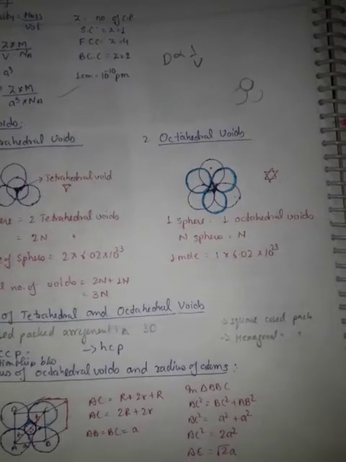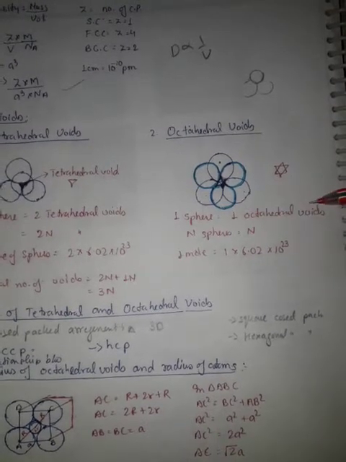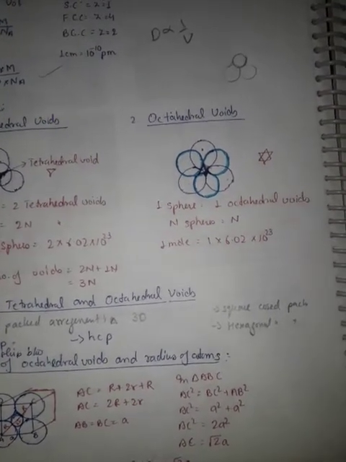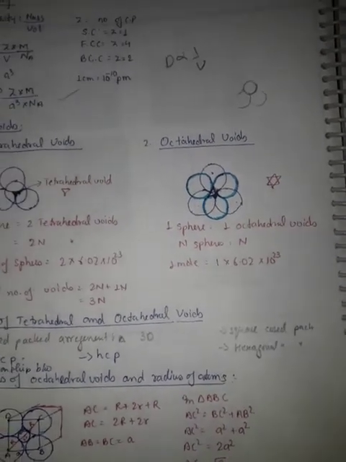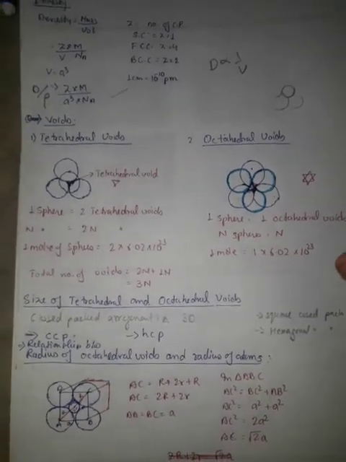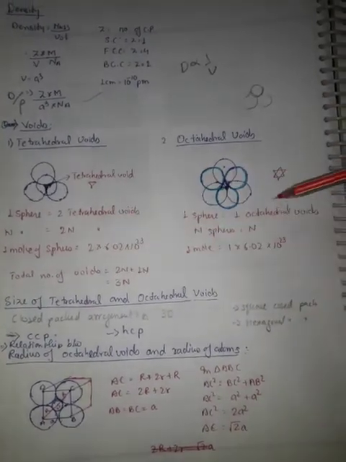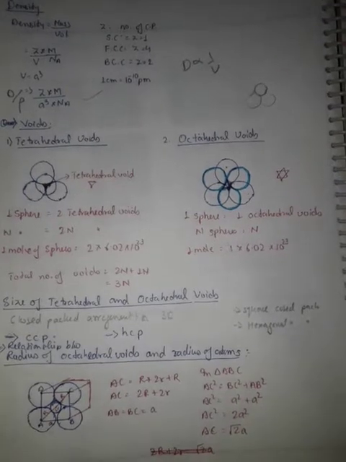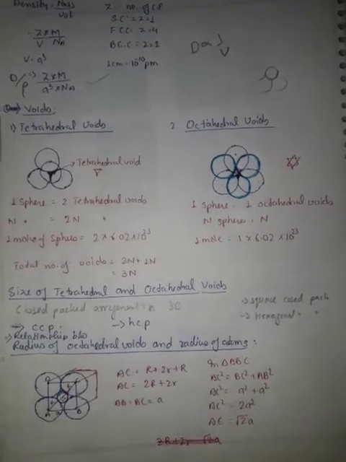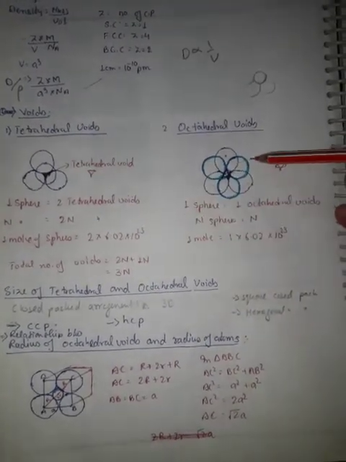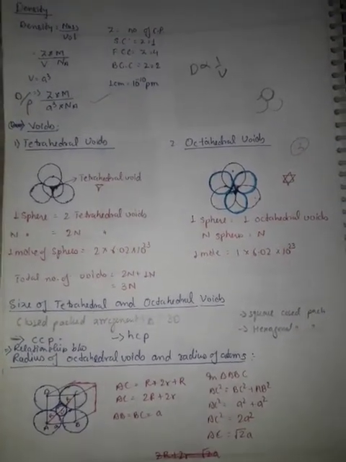And similarly, for octahedral voids, for one sphere there is one octahedral void. Similarly, for n spheres there are n octahedral voids, and for 1 mole we can say 6.02 into 10 to the power 23 voids. So the total number of voids we get is 2n for tetrahedral and n for octahedral, that is, 3n in total. If we add both of them, we get 3 voids per sphere. The total number of voids is 3.